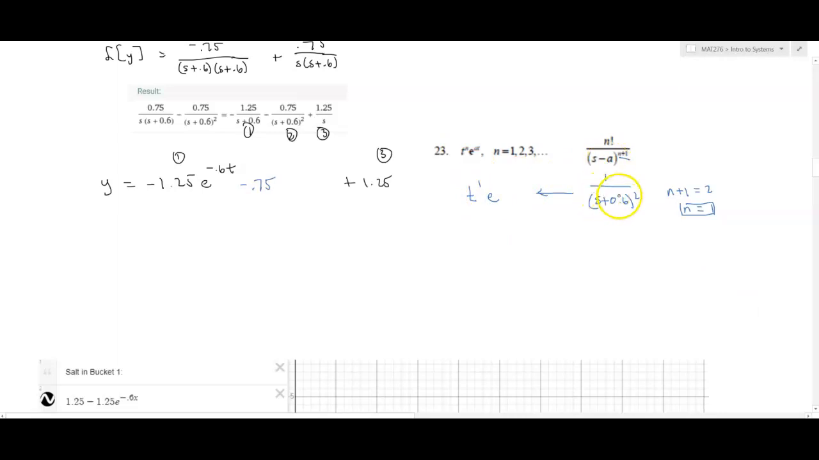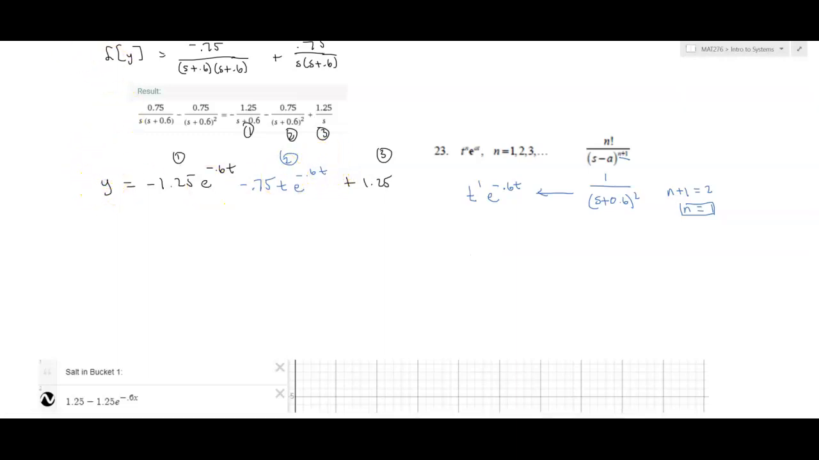Well, it's s plus 0.6, which is the same thing as s minus negative 0.6, and therefore whatever sign you see down here, it's going to be the opposite sign up here. So if we have a plus 0.6, this is going to be a negative 0.6t. So that means that the inverse of that second term is going to be negative 0.75, that's the coefficient I factored out, times t e to the negative 0.6t. And that's our final solution for y.